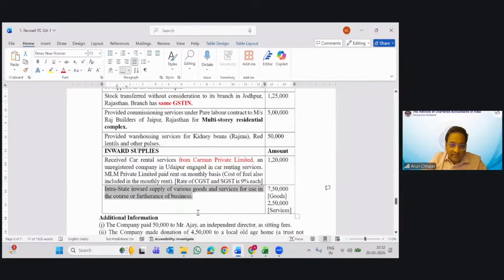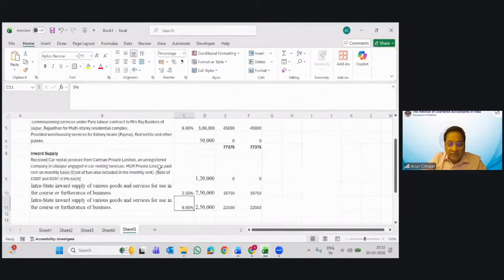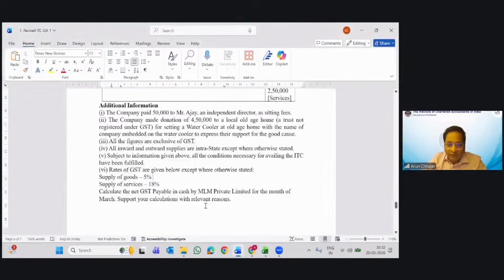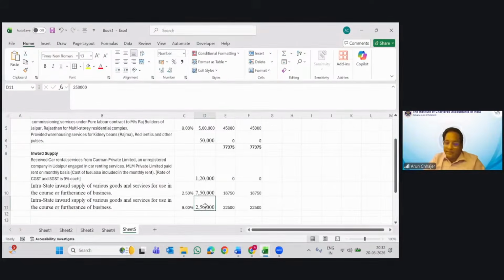Because it is goods and it is services, let me see what was the goods. 7,50,000 goods, and what is the rate of tax on the goods? 5%. So I am saying 750, 5%, and 2,50,000, 18%. So any doubt? Do you have any doubt? Please let me know in the chat. Is it clear?